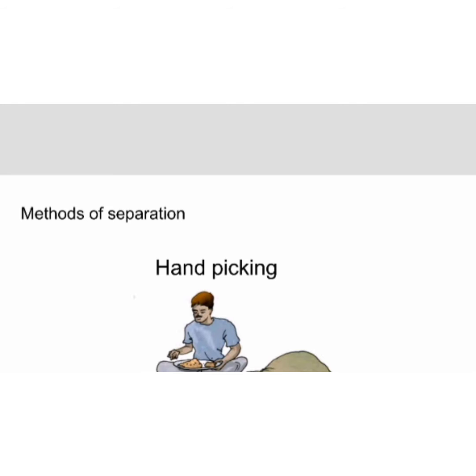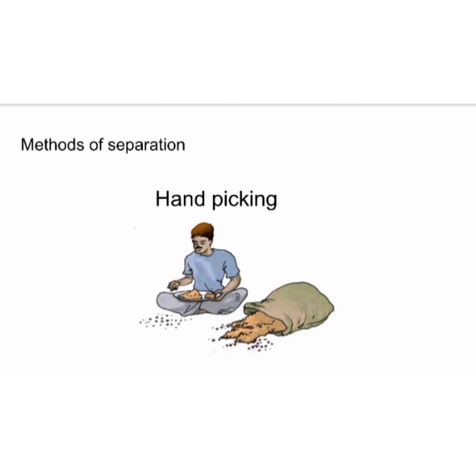Hand picking means this method is used for separating big, large size impurities, large size particles like pieces of stone, husk, and rice. The quantity of such impurities is usually not very large. In such situations, we find hand picking a very convenient method to separate the substances. If the impurity is very large, we have to use hand picking as a method of separation.